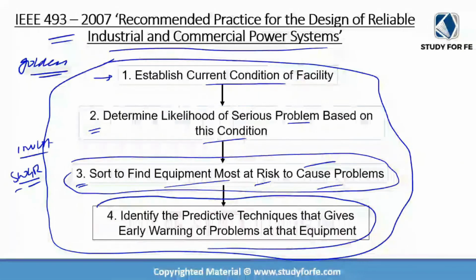So they recommend that we have predictive techniques, whether it is routine testing on that equipment, or online monitoring, so that you can get some early warning signs. So if a transformer is about to fail, you do dissolved gas analysis on the transformer on a frequent basis, especially if this transformer is nearing the end of life, so that you can see the content of different gases in the transformer, and before it fails you can actually replace it.